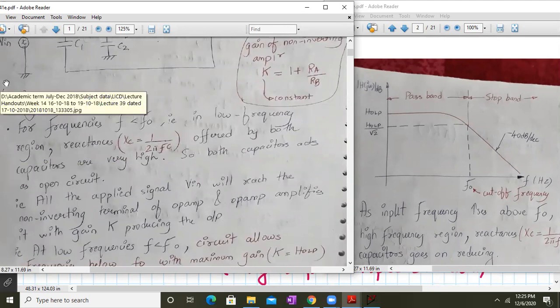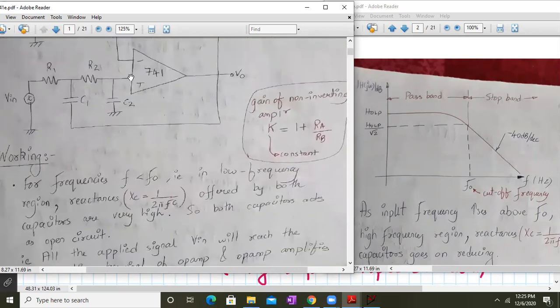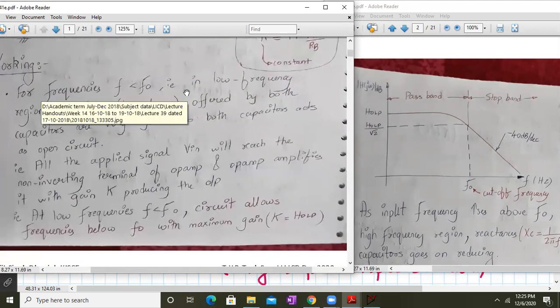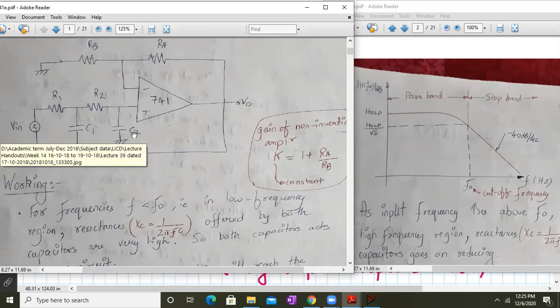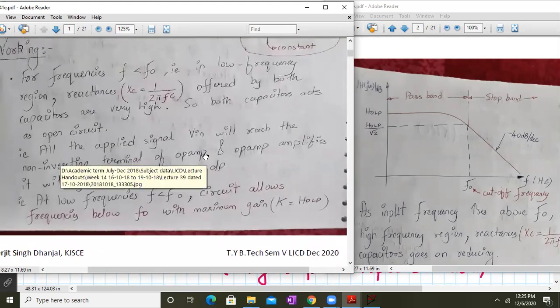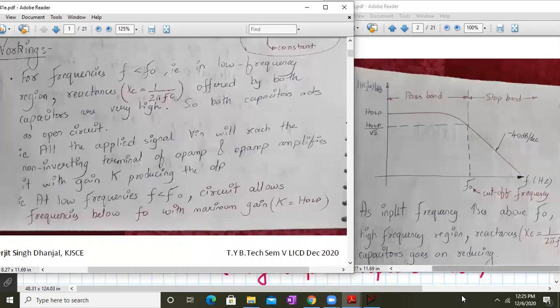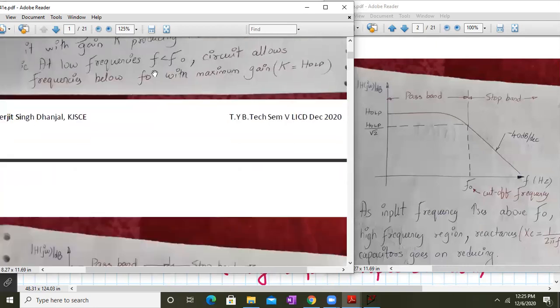Since both the capacitors will be behaving as open circuit at low frequencies, Vin will reach the non-inverting terminal of the op-amp, and this circuit will act as a non-inverting amplifier, which amplifies with a gain of K, where K is given by 1 plus RA upon RB. This happens only at low frequency. So at low frequencies, capacitors C1 and C2 behave as open circuit, and this is a simple non-inverting amplifier case with a constant gain, 1 plus RA upon RB. So at low frequencies, the circuit allows the frequencies below f0 with maximum gain, K equal to HOLP.